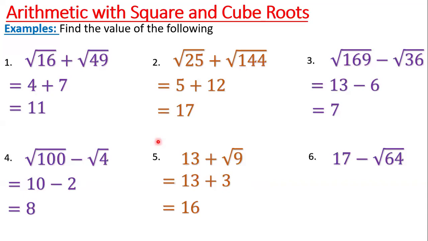Okay. Eronique, where's Eronique? What you got, Eronique? How did you get that? 17 minus 8. Why did you use 8? Because the square root of 64 is 8. Very good. And we do 17 minus 8, which gives us what? 9. All right.